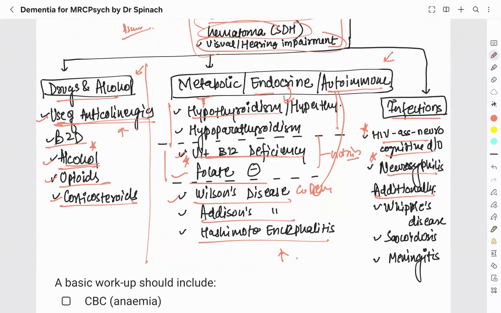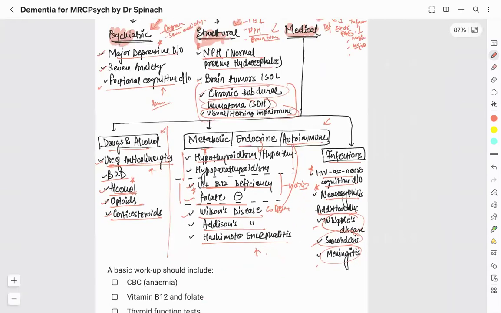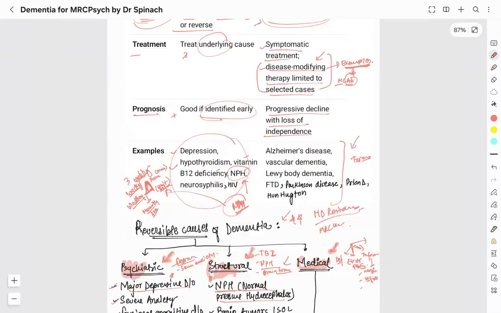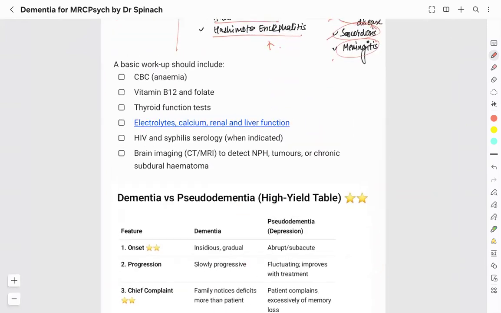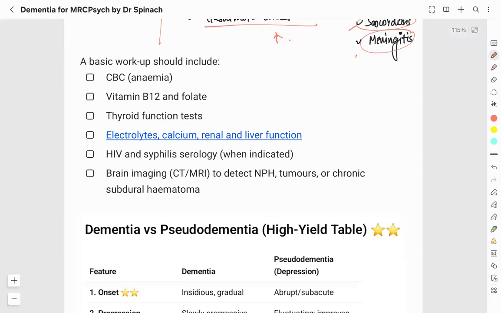neurosyphilis. Additionally, we also have Whipple's disease, sarcoidosis, and meningitis. So these are some of the reversible causes of dementia. And therefore, a basic workup should include all of these.